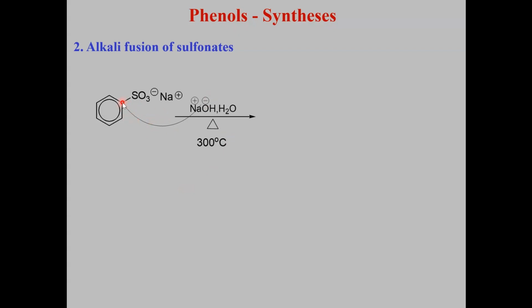The positivity is not very high. That's why we need to force the reaction to occur. That is, we have to increase the temperature of the reaction for the reaction to occur. That is, we have to give 300 degrees temperature. I'll get the corresponding sodium phenoxide, which upon hydrolysis with H plus, I'll get the corresponding phenol.